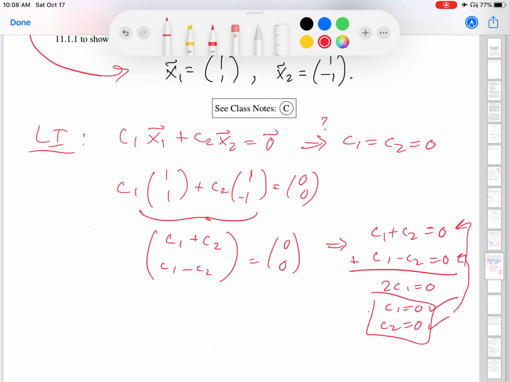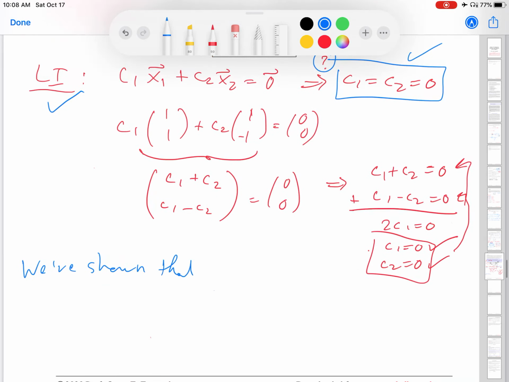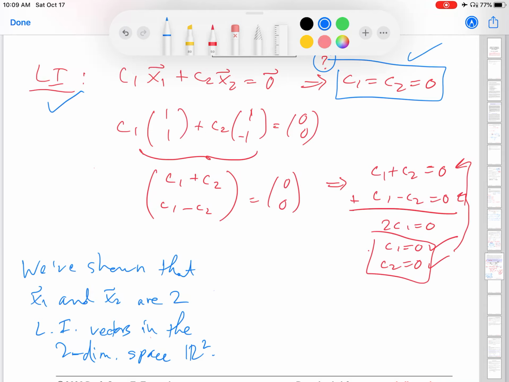Great. So indeed, if I go back up here, do I know this? Yes, I do. All the c's are 0. So we've shown, a little summary here, that x1 and x2 are two linearly independent vectors in the two-dimensional space R2. Great, so these numbers match up. We have found two linearly independent vectors in a two-dimensional space.